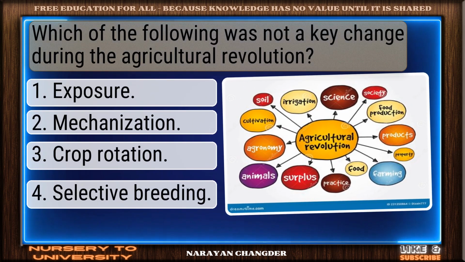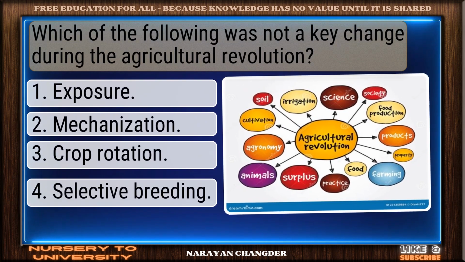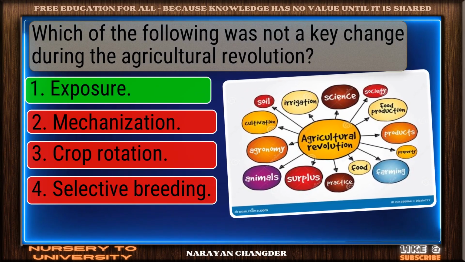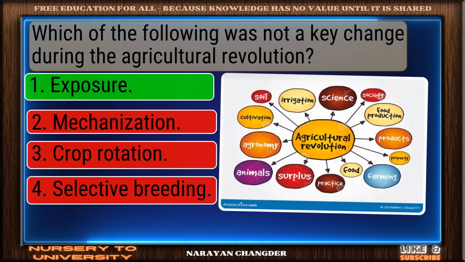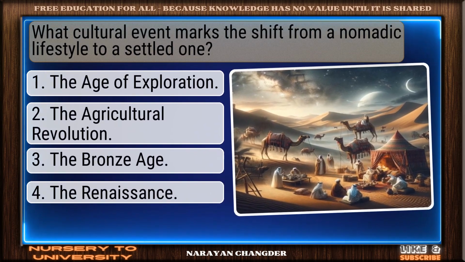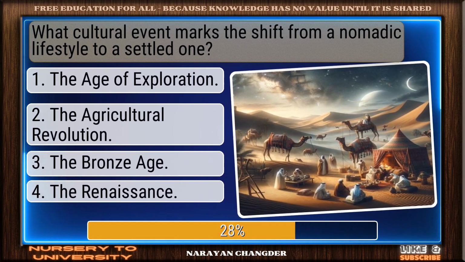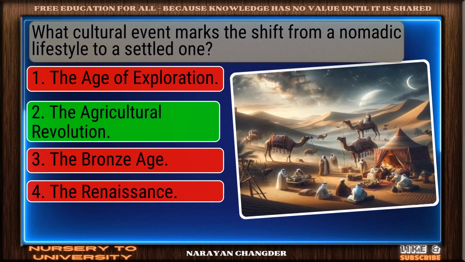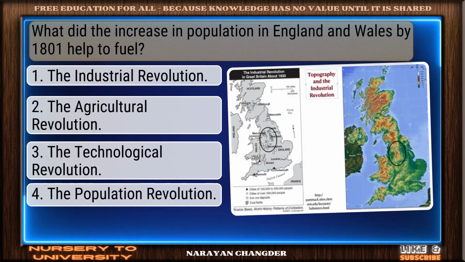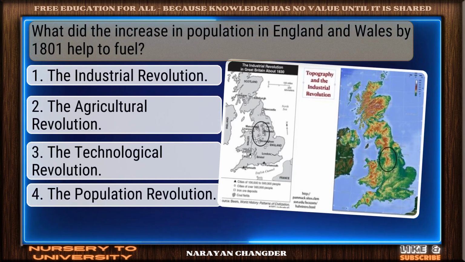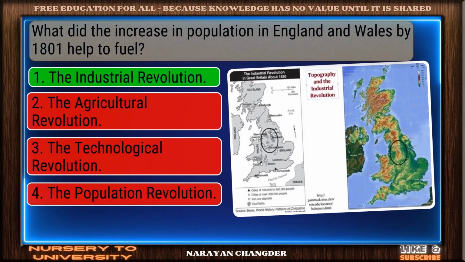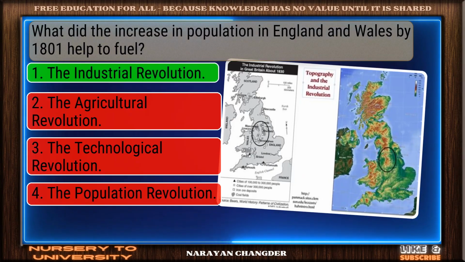Which of the following was not a key change during the agricultural revolution? Smart pick. Exposure is the correct choice. What cultural event marks the shift from a nomadic lifestyle to a settled one? Right choice. The agricultural revolution is the best answer. What did the increase in population in England and Wales by 1801 help to fuel? Right again. The Industrial Revolution is a valid answer.